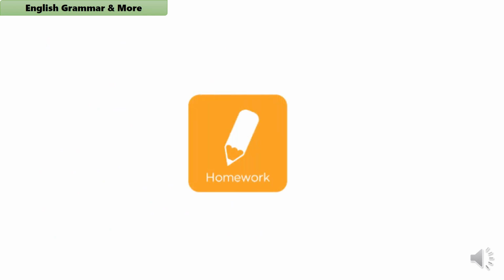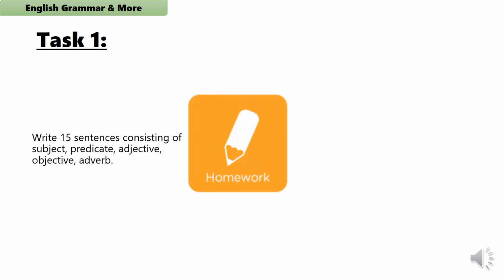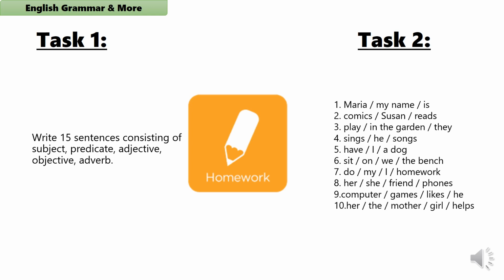Lastly, I've got homework for you. For task 1, I would like you to write down 15 sentences consisting of subject, predicate, adjective, objective, and adverb. For task 2, I would like you to write down the following sentences in the correct order.